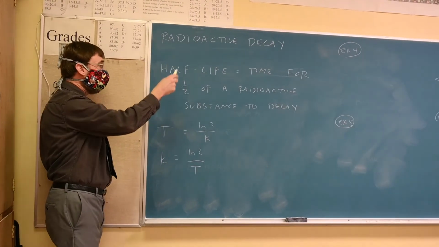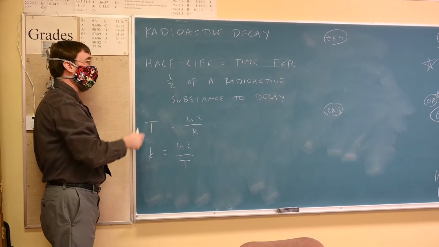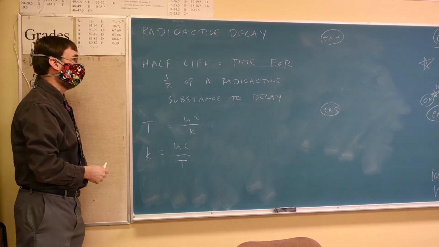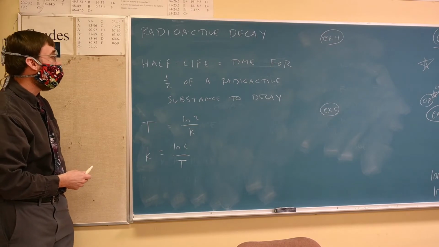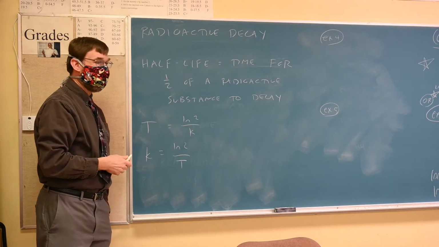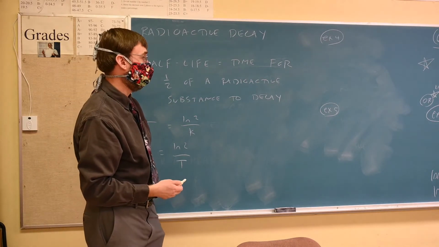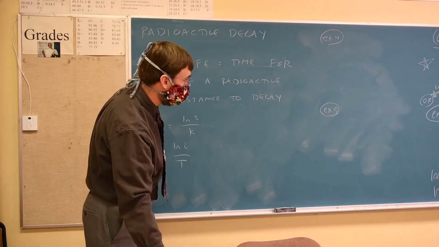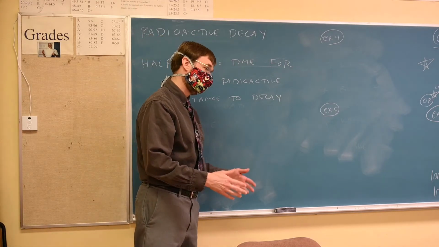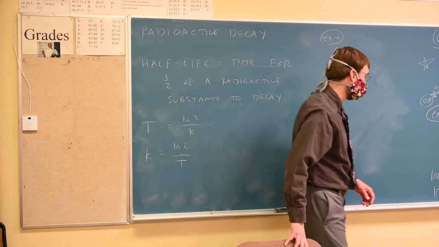But radioactive decay is based on a thing called the half-life. Half-life is the amount of time it takes for half of a radioactive substance to decay. Not everything decays. Some elements are radioactive, some elements are not. If something's radioactive, it gradually just sort of disappears. I mean, it breaks down into other things.